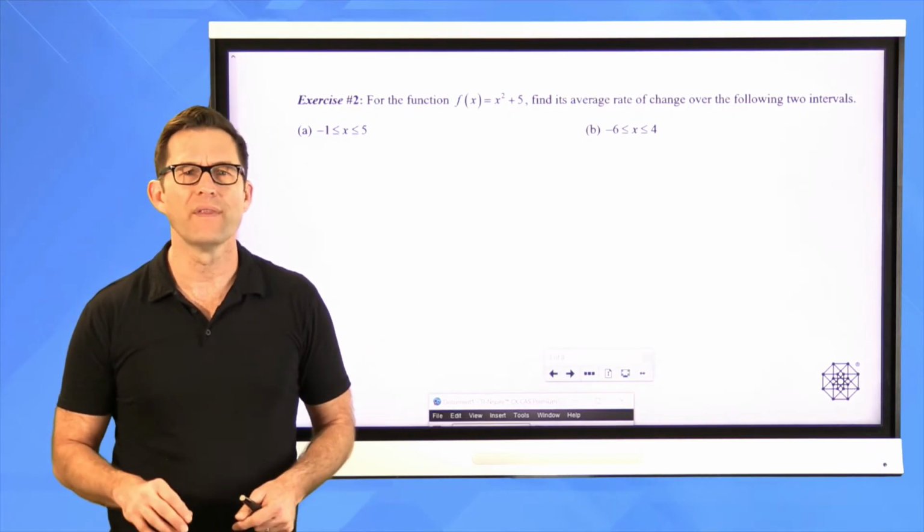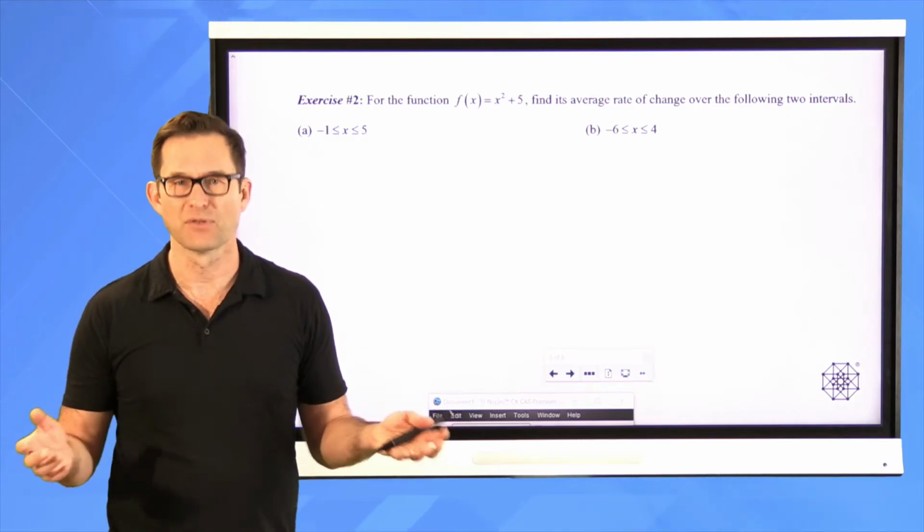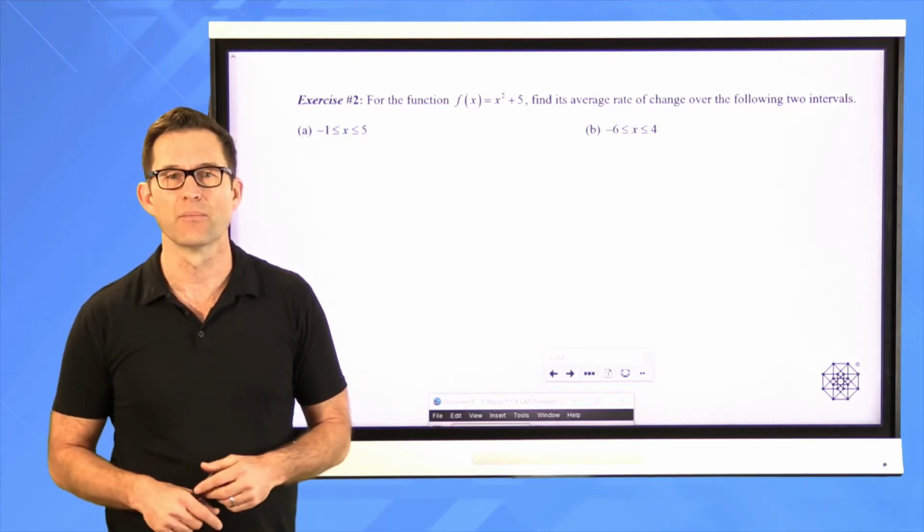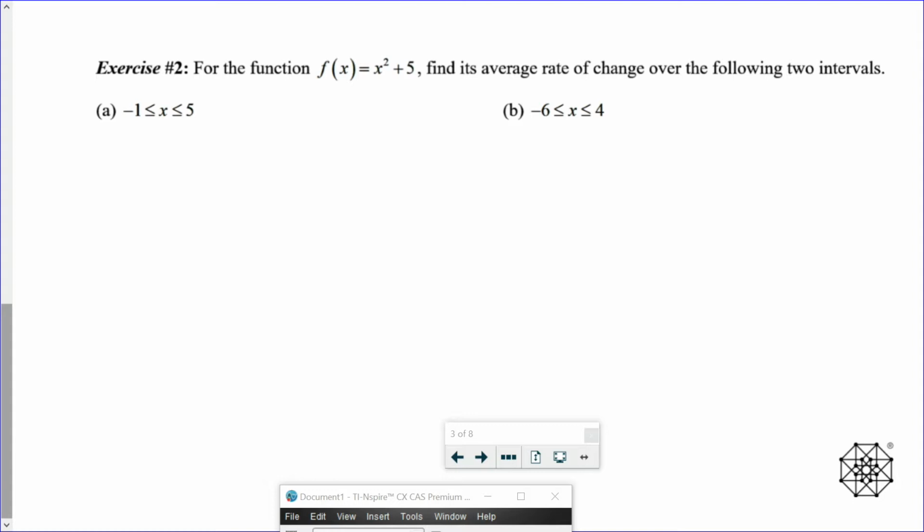Now let's look at one that's a little bit more abstract. Let's take a look at exercise number 2. For the function f of x equals x squared plus 5, find its average rate of change over the following two intervals. First, we want to do it as x goes from -1 to 5, and then we want to do it as x goes from -6 to 4.